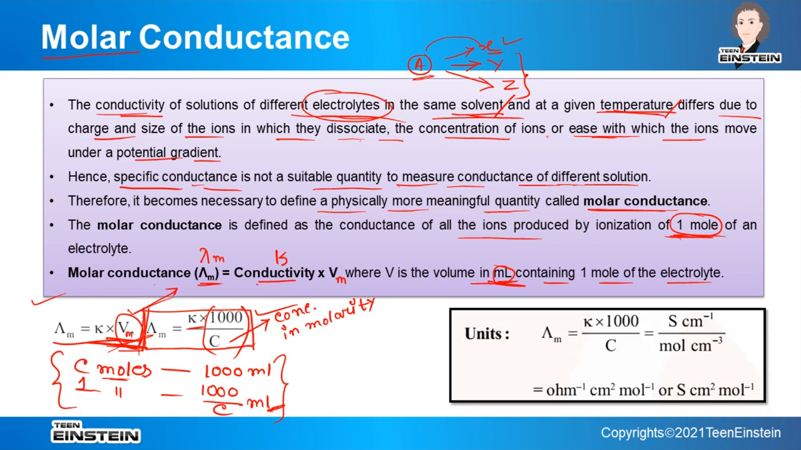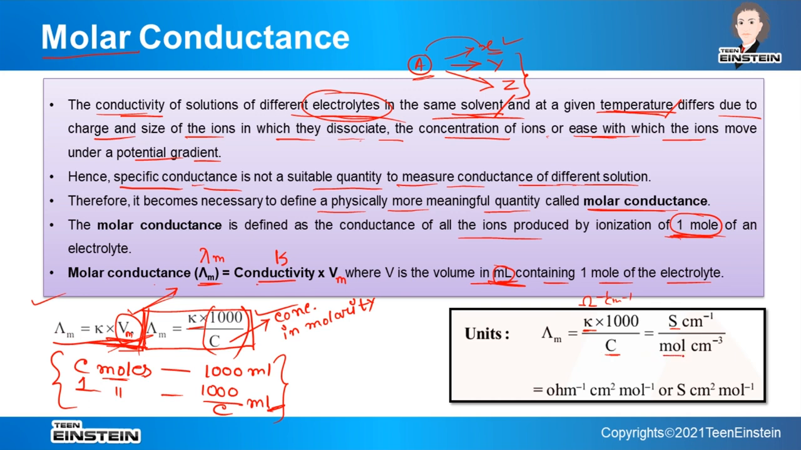Here we have the units for molar conductance. It is equal to kappa into 1000 by C, and the kappa unit we have already seen, it is ohm inverse centimeter inverse, but ohm inverse is also known as Siemens. So you can also write S centimeter inverse, and this is the concentration.